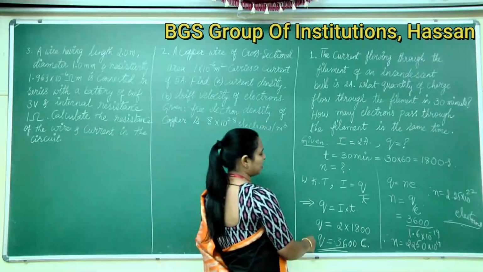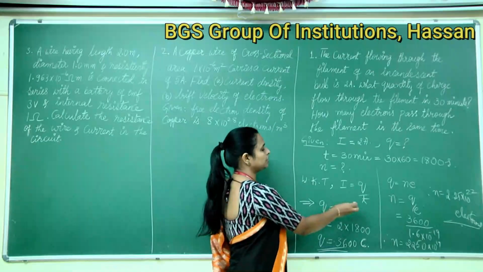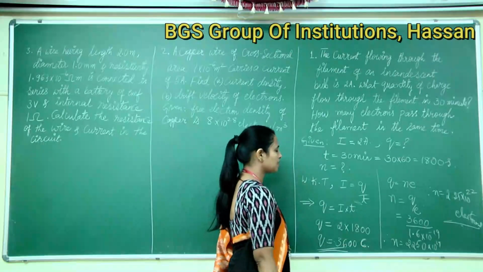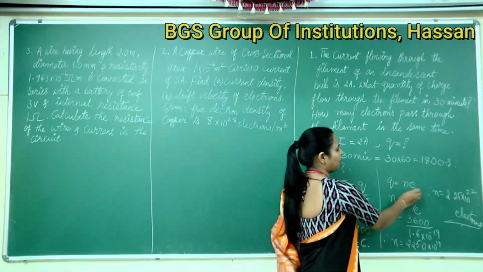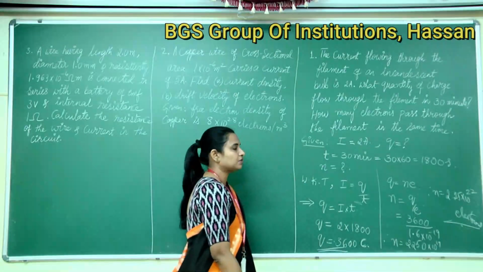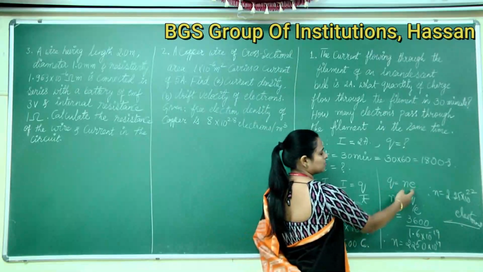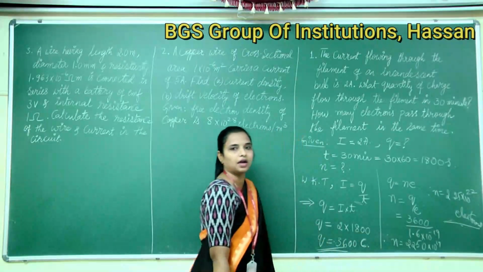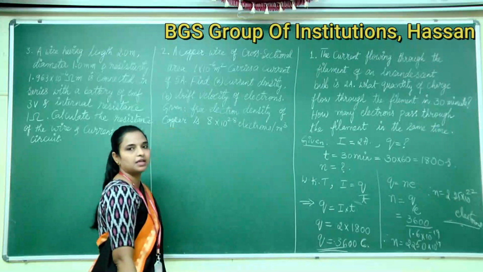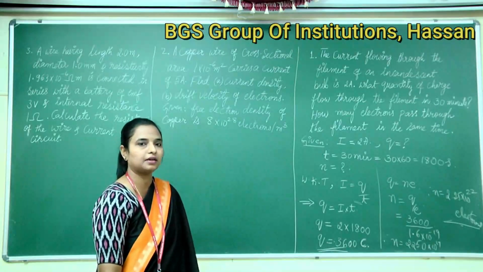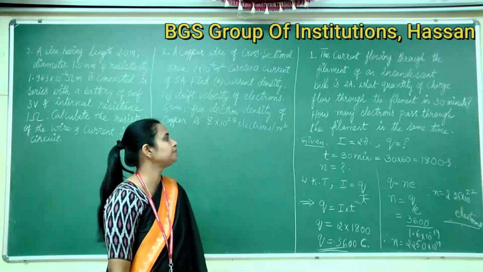So this is how we have to calculate the number of electrons. First we calculated the charge using the definition of current. Then, by the property of charge, that charges are quantized, we found N. So this is a very simple problem. You'll get it for 2 marks.